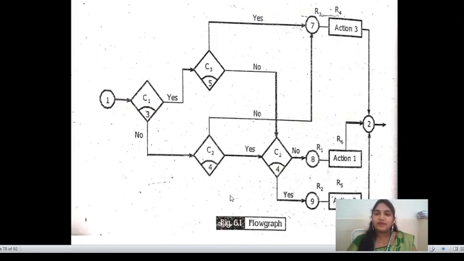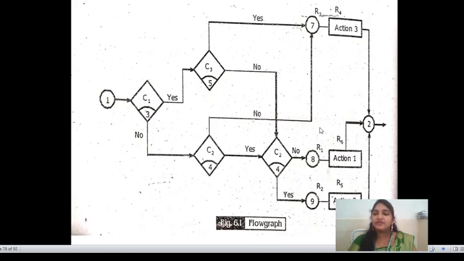See this flow graph, which defines the conditions and actions to be performed. One is an entry node. C1 is a condition. C1, C2, C3, all of these are conditions.